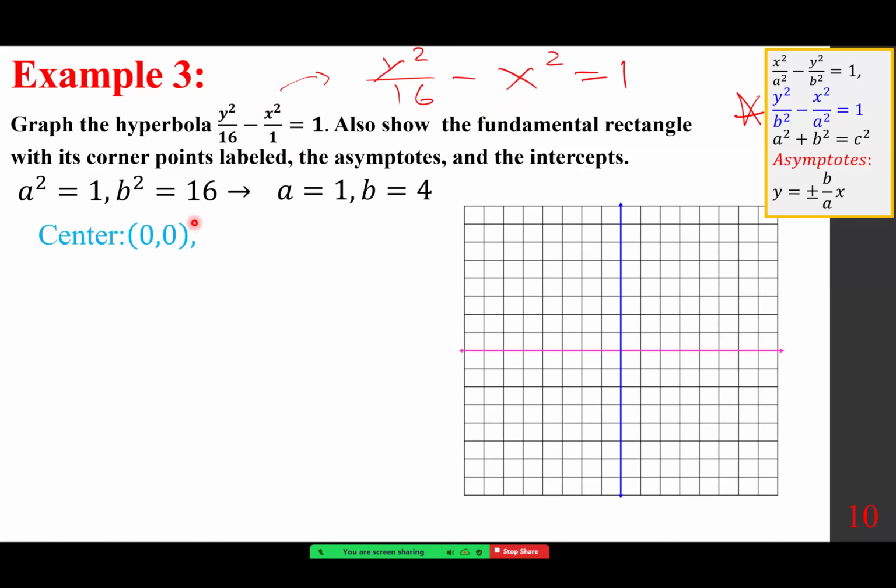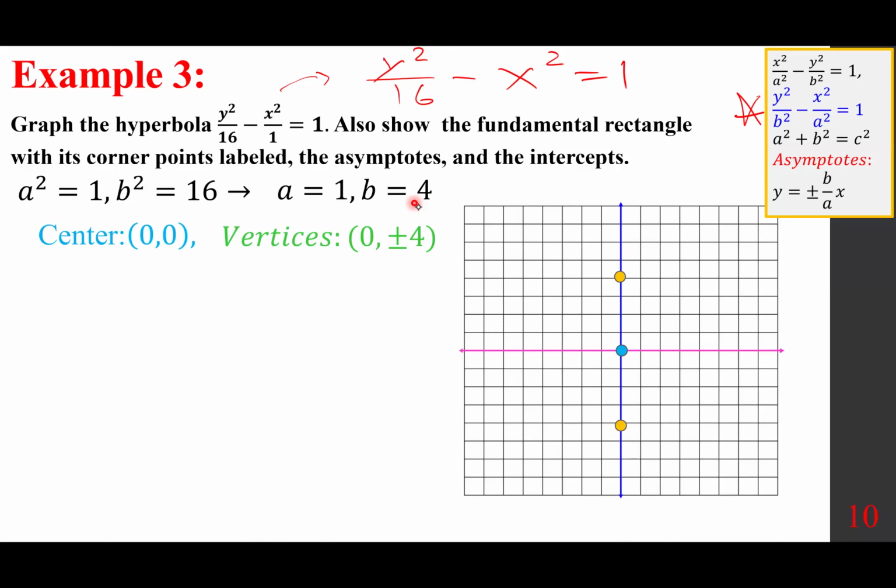However, this opens up and down. The transverse axis is no longer the x-axis, but rather the y-axis. And so we have the vertices at 0, 4, and 0, negative 4. So this is the center, and here are the vertices. That's the difference, basically.